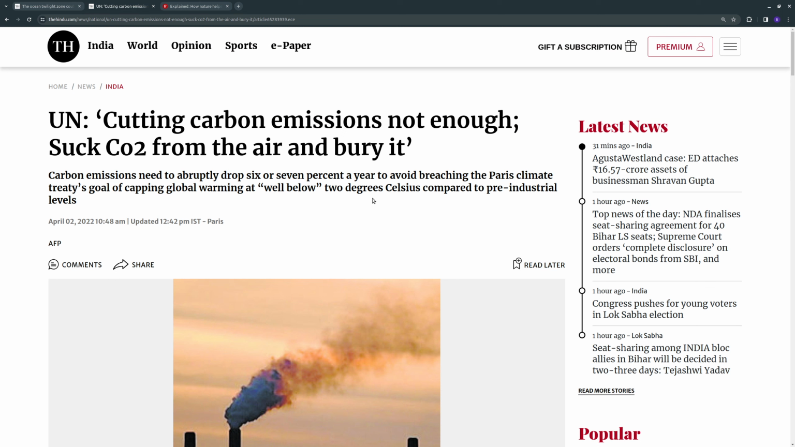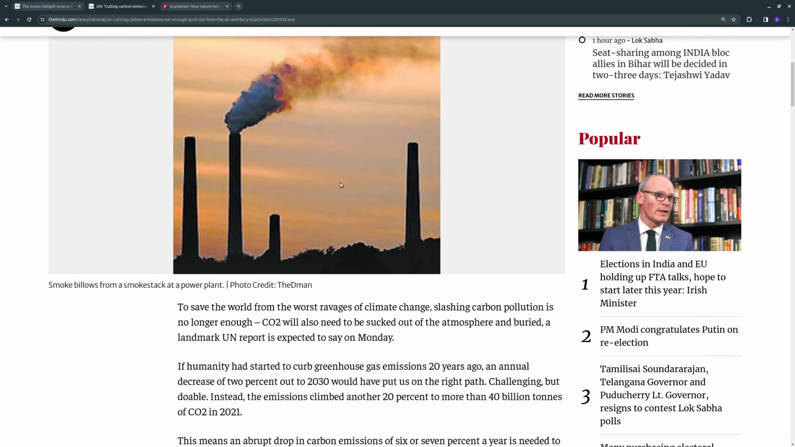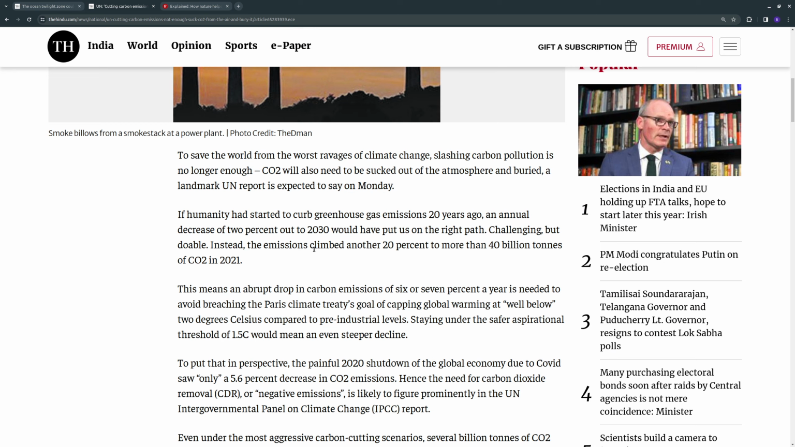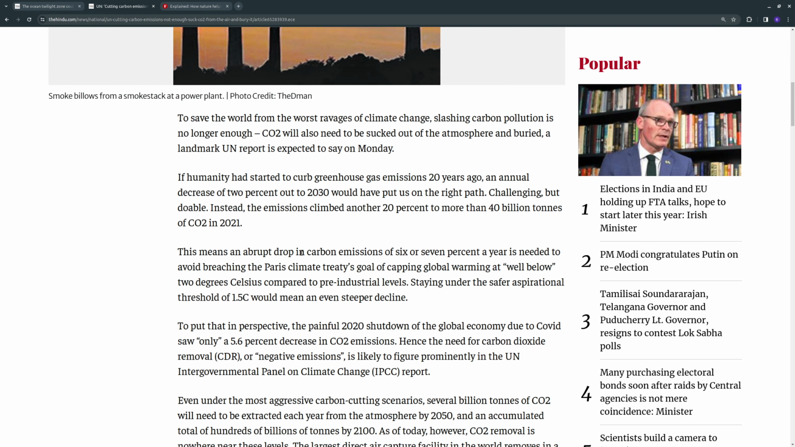So the next article reads: UN: cutting carbon emissions not enough. Suck carbon dioxide from the air and bury it. This article was published in April 2022, so during our prelims preparation phase only. Here it talks about how carbon dioxide will also need to be sucked out of the atmosphere and buried.